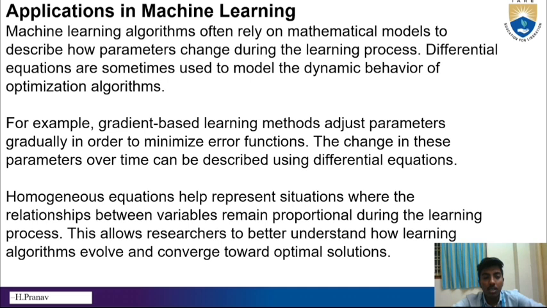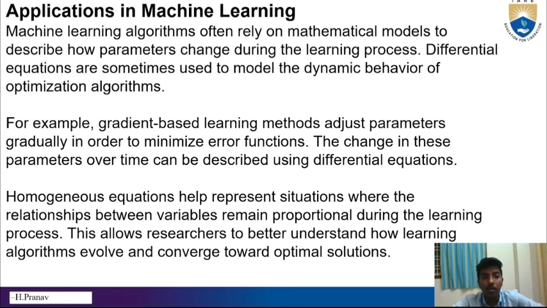So these applications are also used in machine learning. Machine learning algorithms often rely on mathematical models to describe how parameters change during the learning process. Differential equations are sometimes used to model the dynamic behavior of optimization algorithms. For example, gradient-based learning methods adjust parameters gradually in order to minimize error functions.